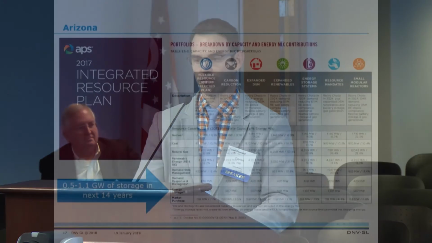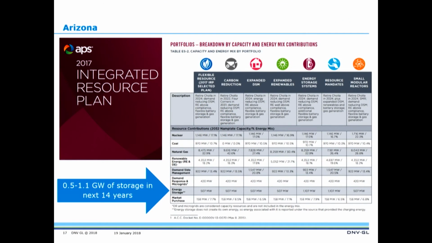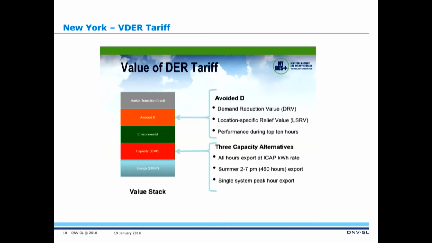I mentioned that with APS. You can see in APS's integrated resource plan that they are projecting anywhere from 500 to 1,000 megawatts of storage in the next 14-year timeline. So it's important for them. I mentioned New York earlier. The VDR tariff has a direct acknowledgement of avoided distribution upgrades, and that's part of the tariff evaluation. Once that gets implemented, you would have a piece of that tariff that addresses the avoided distribution upgrade cost, and there's an expectation that storage will serve that.